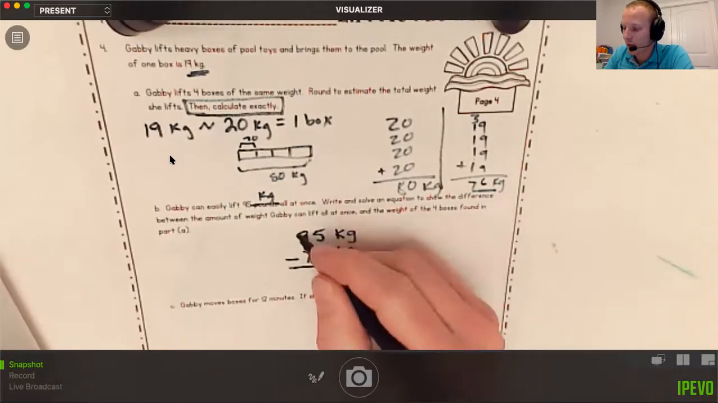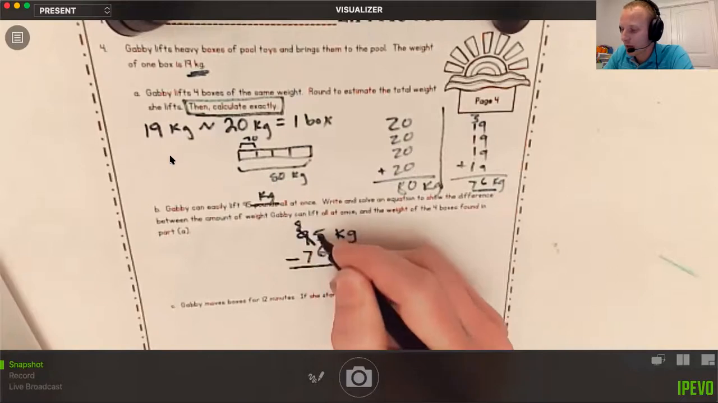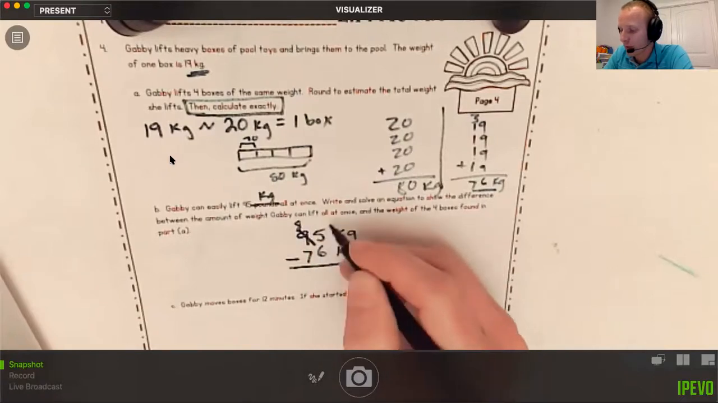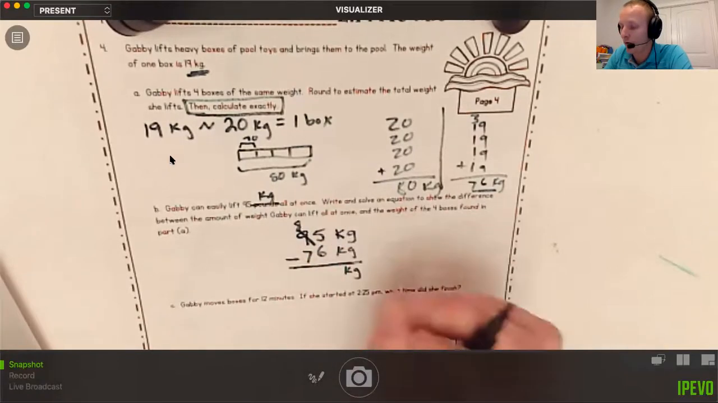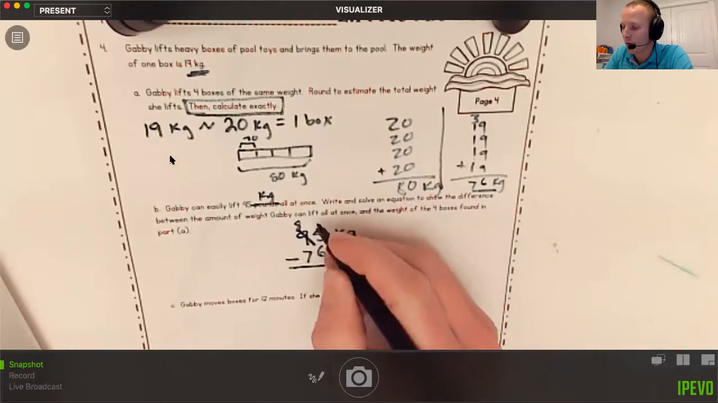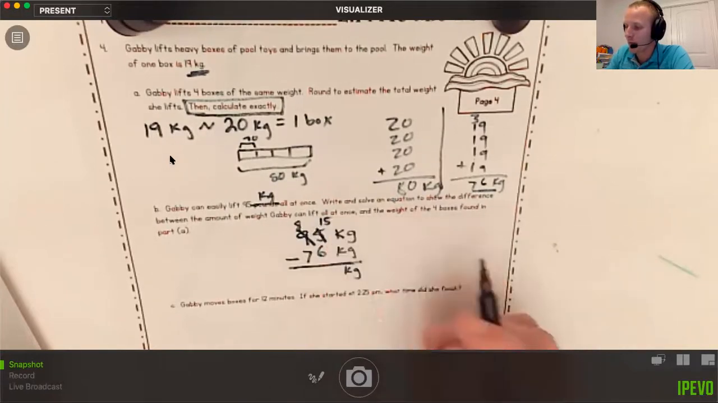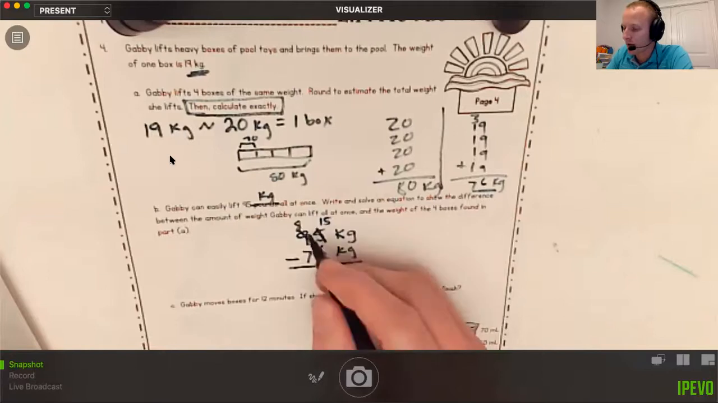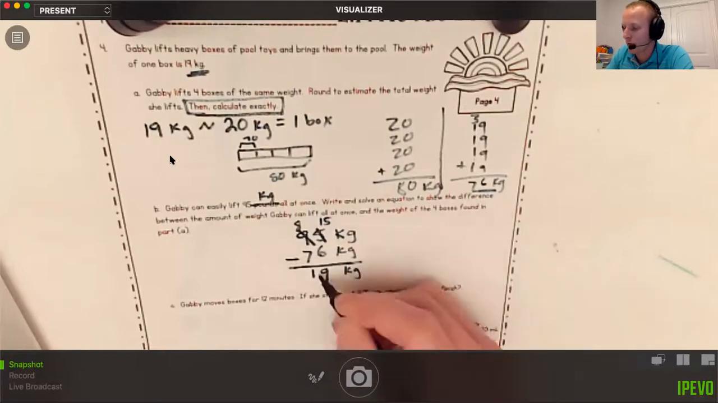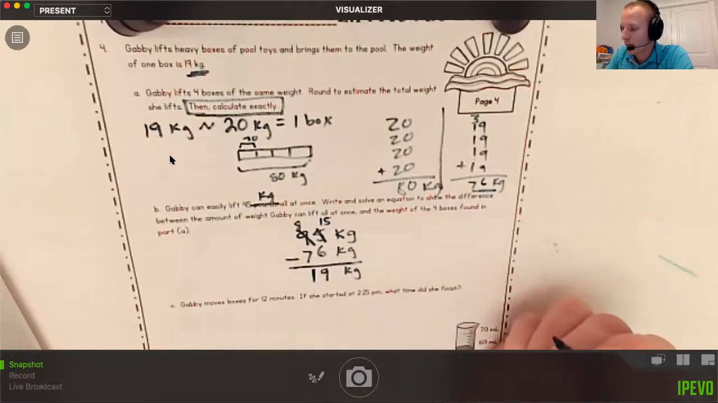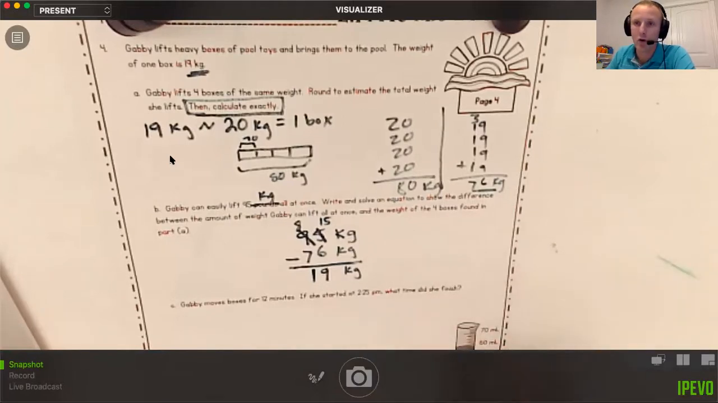So I take my 90 and turn it into an 80, and then plus 10 ones. Sorry, 10 ones plus 5 ones is 15 ones. 15 minus 6 is 9, and 80 minus 10 is 70. So the difference between those two things is 19 kilograms, which coincidentally was the weight of 1 box. So she could have carried 1 more box if she had it.